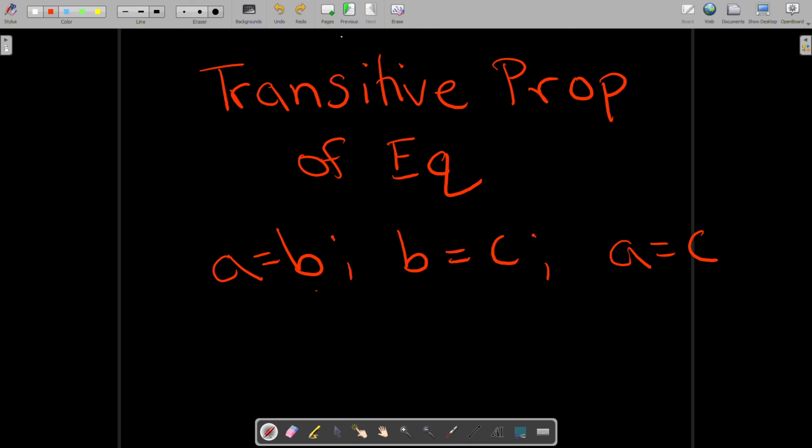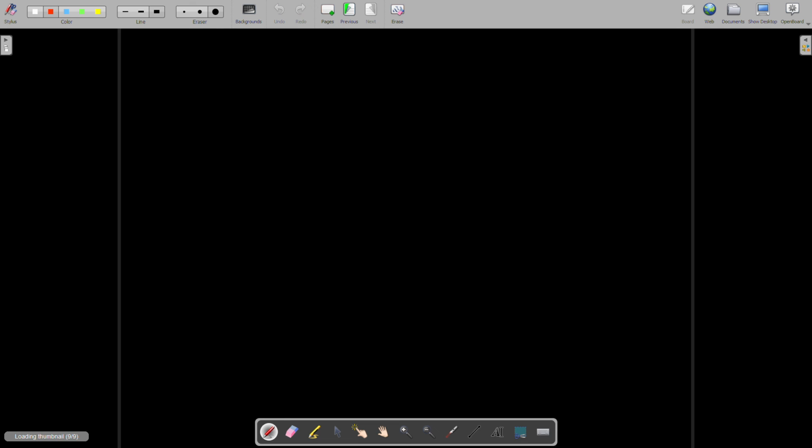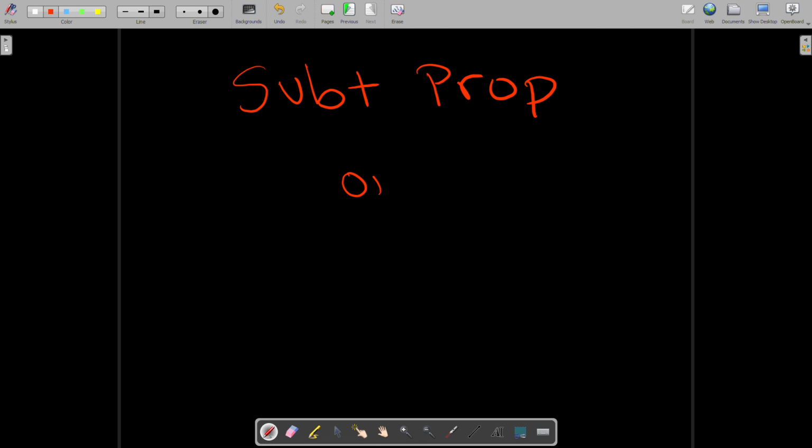Okay, and the last property we have is the substitution property of equality. So the substitution property of equality just states that if A is equal to B, then B can be substituted for A.